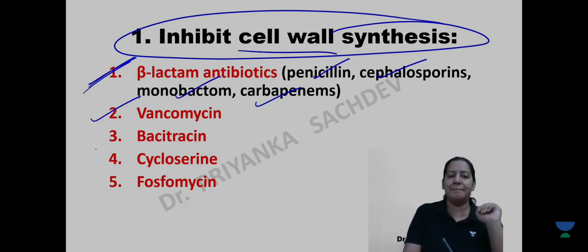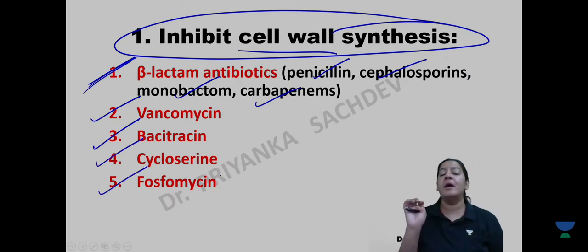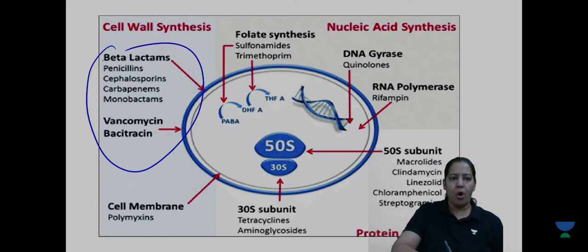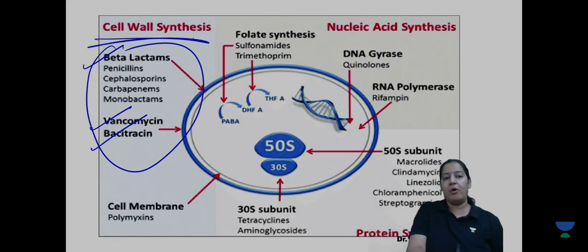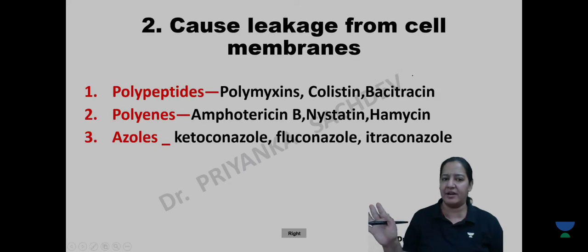After that, vancomycin, bacitracin, cycloserine, and fosfomycin. These are also cell wall inhibitors, but not very important. These are the 5 categories, you can say. They inhibit cell wall synthesis in the bacteria. You can see all the names are written here. So all the beta lactams, vancomycin, bacitracin, cycloserine, and fosfomycin inhibit the cell wall in the bacteria. That's why they kill the bacteria, and these are all bactericidal. They kill the bacteria, right?